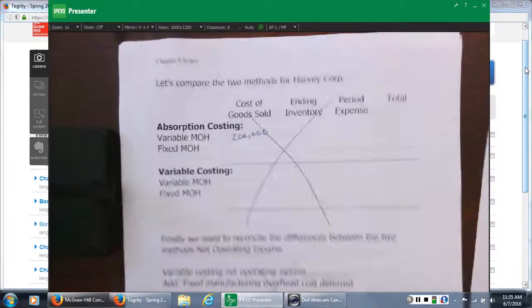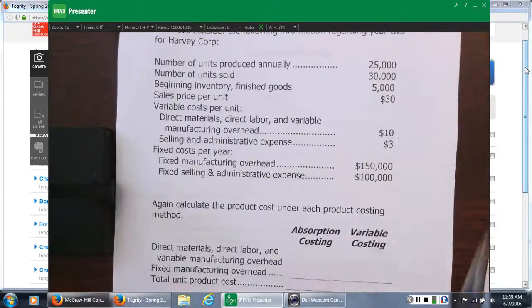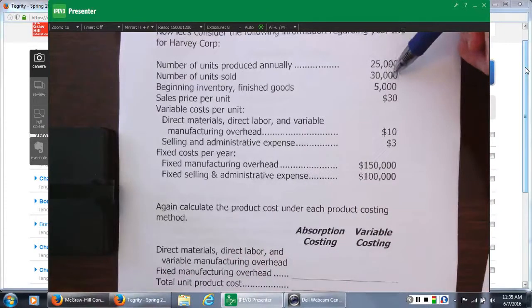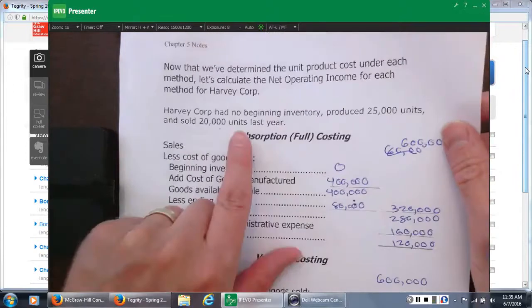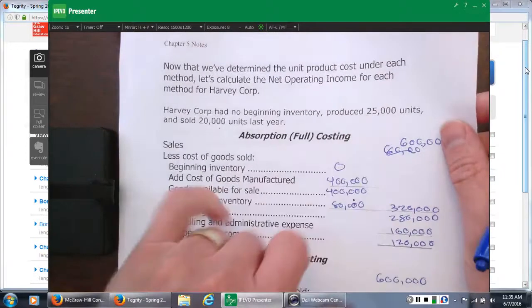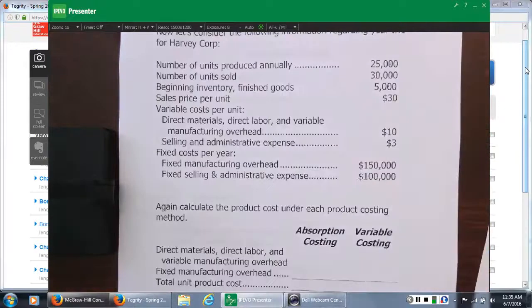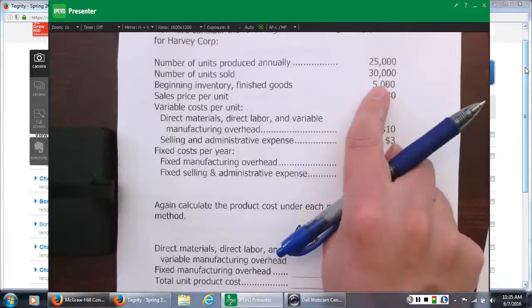So now I'm going to skip ahead to page 8 where we look at year 2, all right? In year 2, we say we produced 25,000, but we sold 30,000. Now how is that possible? It's because we have beginning inventory from year 1. Remember with year 1, looking back on page 6, we produced 25,000 and sold 20,000. So that means at the end of year 1 we have 5,000 units in ending inventory. That becomes beginning inventory for year 2.